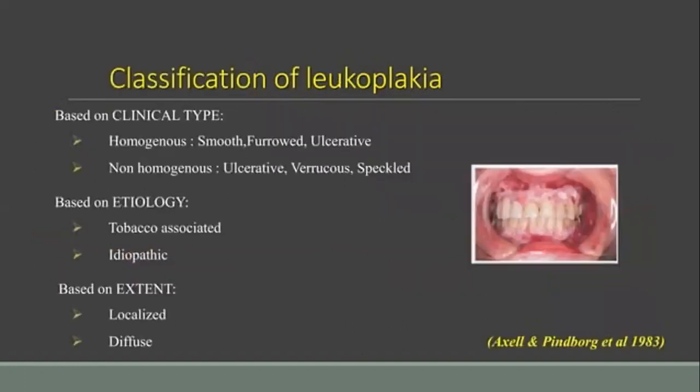Classification of leukoplakia based on clinical type. It could be classified as homogeneous, smooth, furrowed, and ulcerative; non-homogeneous, ulcerative, verrucous, and also speckled. Based on etiology, tobacco-associated or idiopathic. Based on extent, leukoplakia can be classified as localized or diffuse.